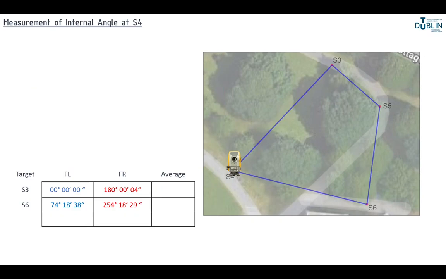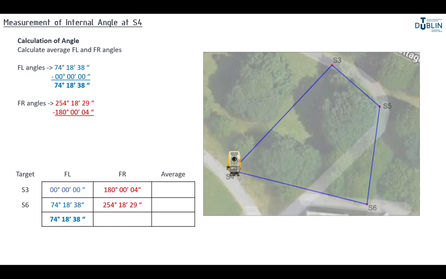So next we're going to calculate the angles. We're going to calculate the average face left and face right angles. To do this, first of all, we're going to get the difference between our recorded face left angles, which in this case gave us 74 degrees, 18 minutes and 38 seconds. Then we're going to get the difference between the face right angles, which is 74 degrees, 18 minutes and 25 seconds.